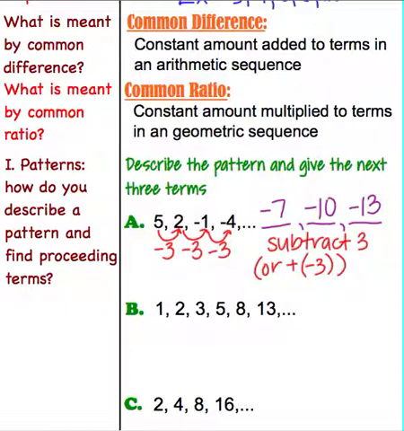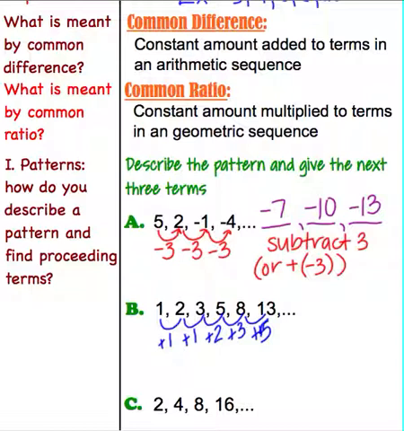Then what I do here is I look and say, I know that from 1 to 2 is plus 1. From 2 to 3 is plus 1. Then 3 to 5 is plus 2. 5 to 8 is plus 3. 8 to 13 is plus 5. We're stuck here. That isn't any kind of a pattern that we can get consistent with.